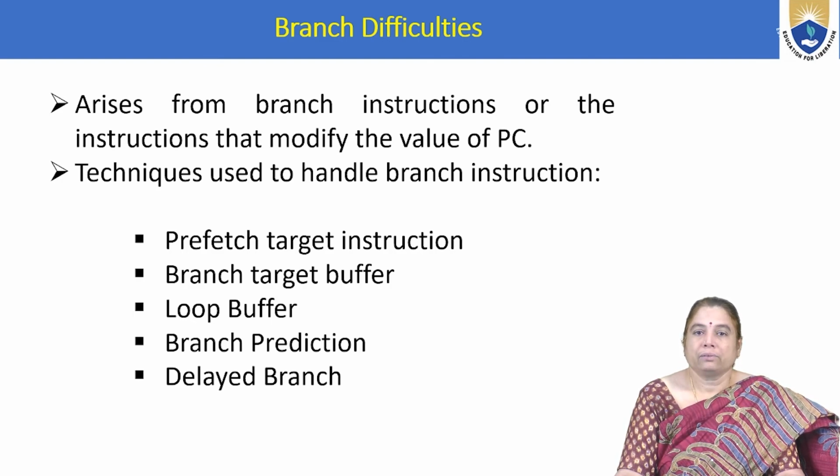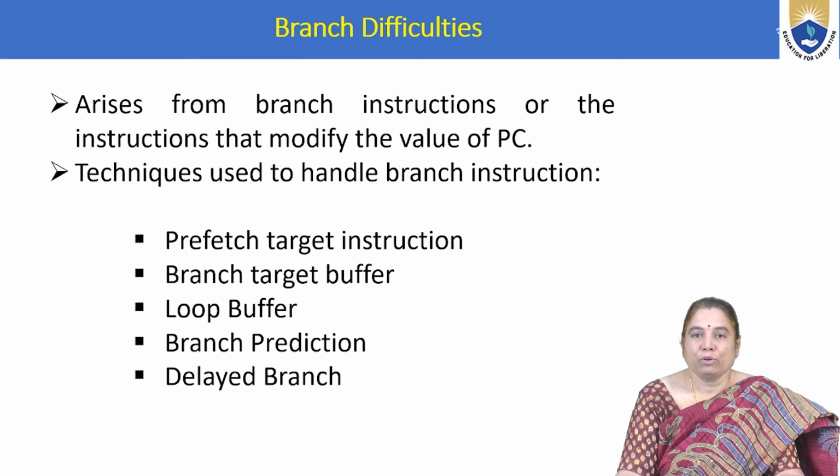The target instruction address can be stored in a special buffer and supplied during the execution of the instruction. The second technique is the branch target buffer. The BTB is a special buffer used to store the updated PC value so that the return address can be easily taken and the instruction can be quickly executed.